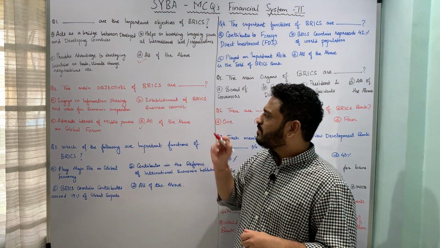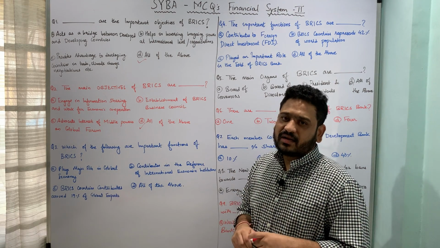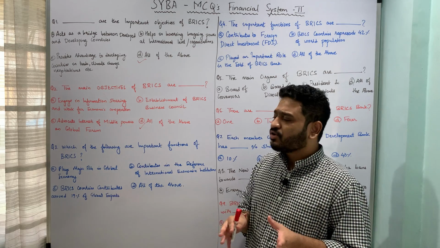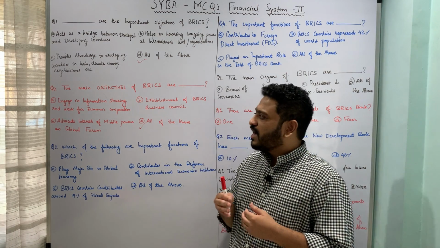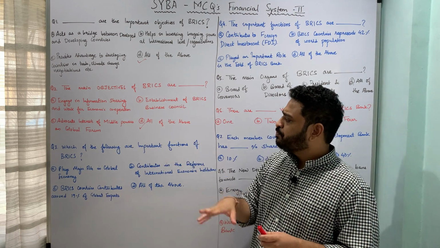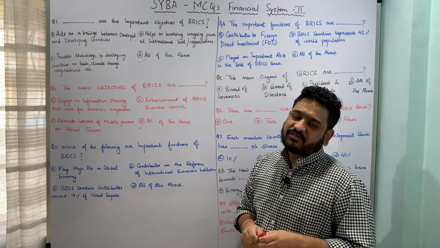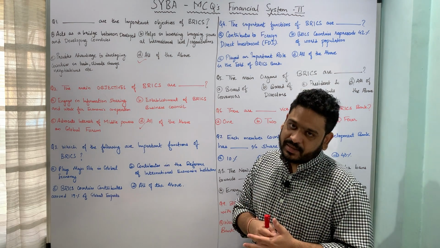That means establishment of Brics Business Council, advocating the interest of middle income countries or middle powers on the global platform, and also engage in information sharing as well as work for economic cooperation. So in these two questions we have seen 6 important objectives of Brics, and they are: first was act as a bridge between developed and developing countries.